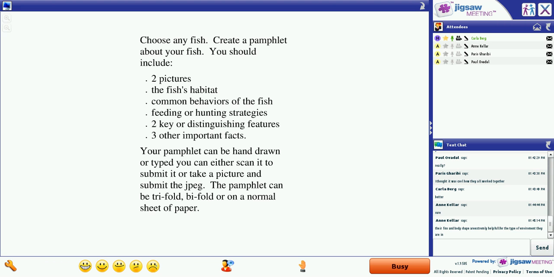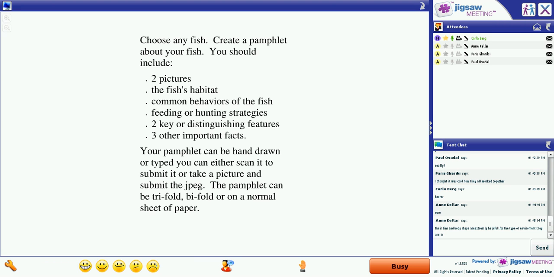You're going to tell me 2 key or distinguishing features about your fish. 2 neat things that other fish may not have. So, for example, a sailfish has that bill. They have gills, which would not fall into this category. Something that not all fish have. Some fish have whiskers. That would work here. Some fish have appendages that look like legs. That would work here as well. And 3 other important facts. 3 things about your fish.